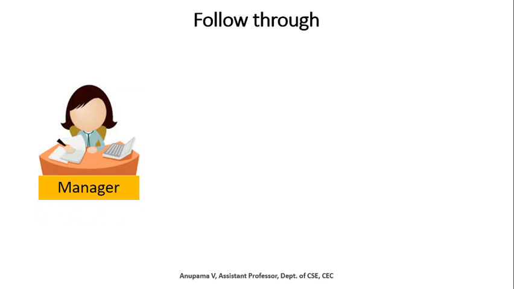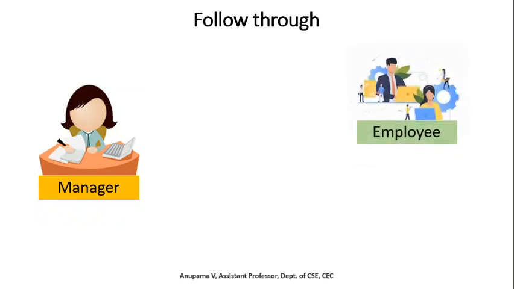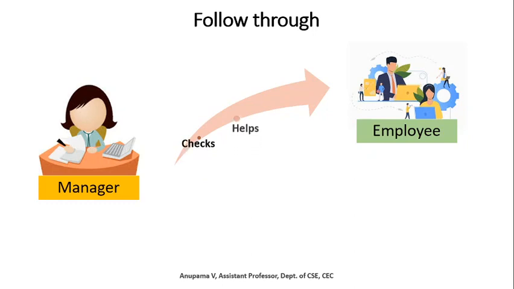Direction is not only telling subordinates what they should do but also seeing that they do it in the proper or desired manner. Hence, in the follow through principle, the manager not only checks the performance of the employee but also helps them in doing the activity, and he should revise the plan or direction if employees find it difficult to follow through.